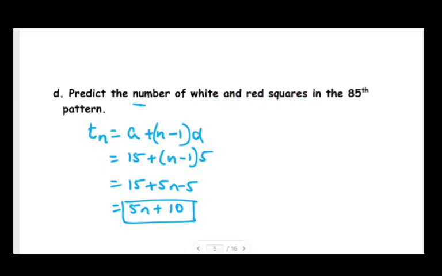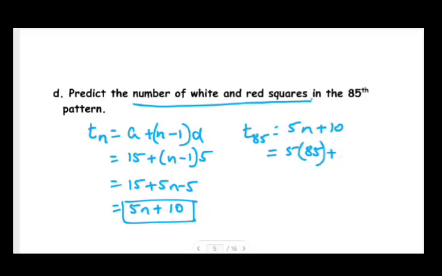So term 85 is equal to 5n plus 10, which is equal to 5 into 85 plus 10. Correct, children? 5 into 85 gives me 425, plus 10. The answer is 435.